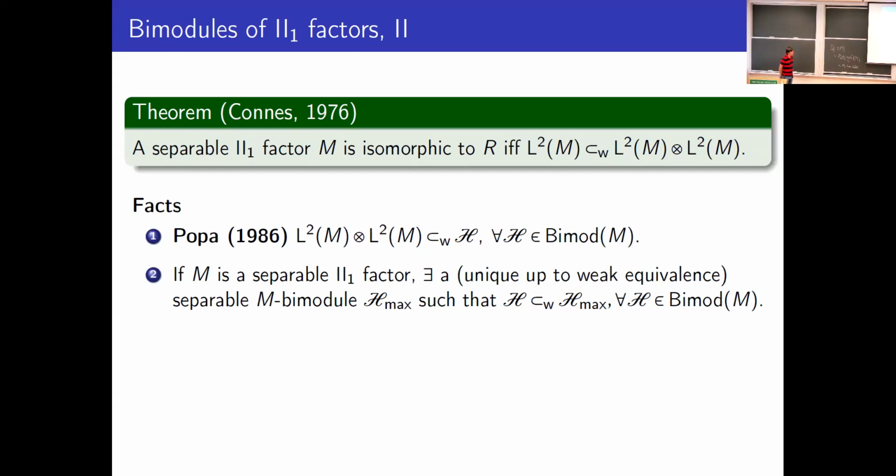So if M is a separable II1 factor, you can show that there exists a separable M bimodule, which I denote by H max, and which is unique up to weak equivalence, such that any other bimodule is weakly contained in H max. Okay, so you could definitely say, well, take the direct sum of all the bimodules, but this will turn out to be non-separable, but you can put a topology on the set of bimodules. So that topology, I think, will be compact, so you can extract a separable maximal bimodule like this.